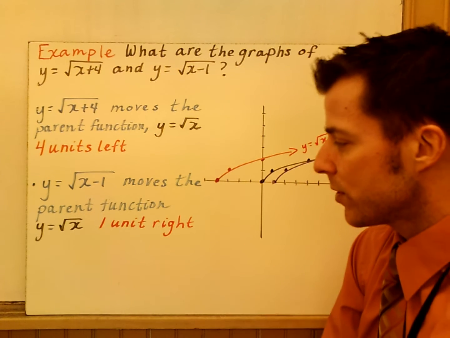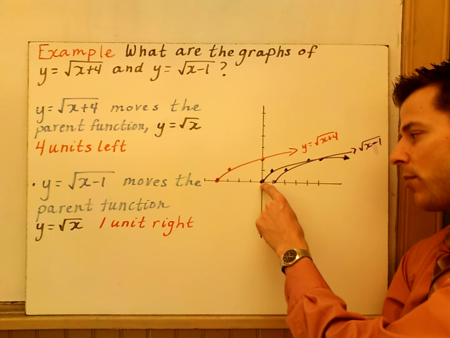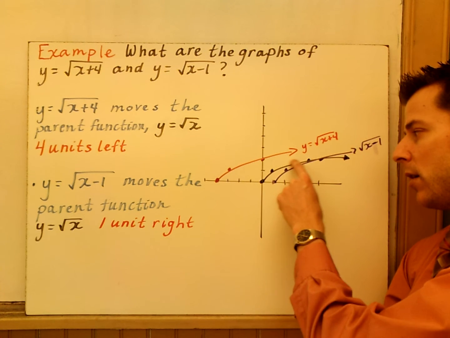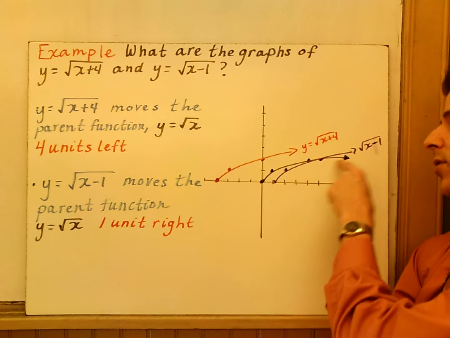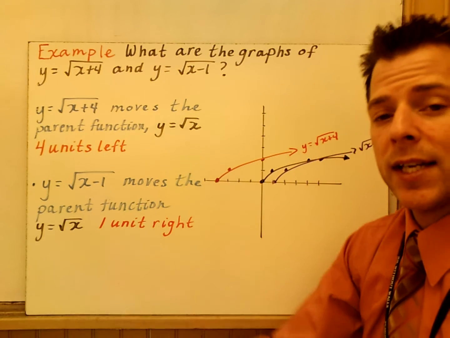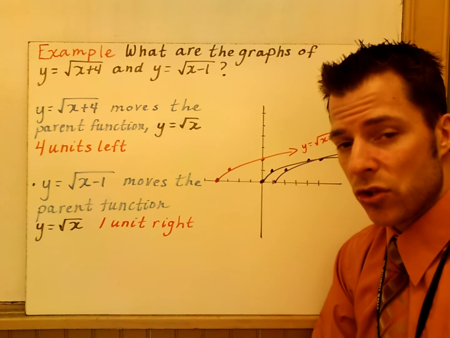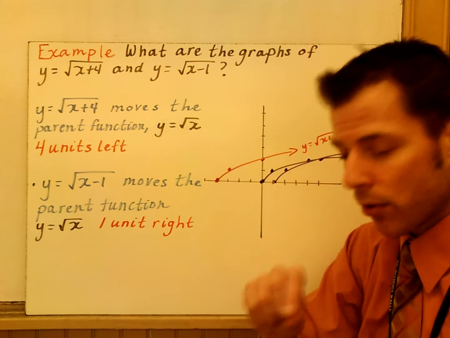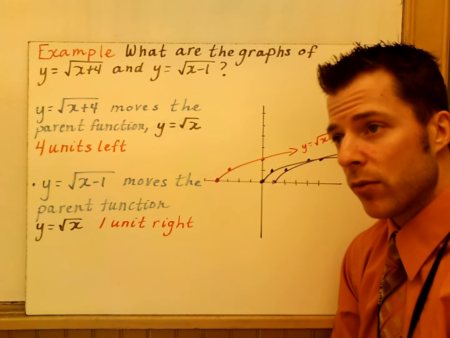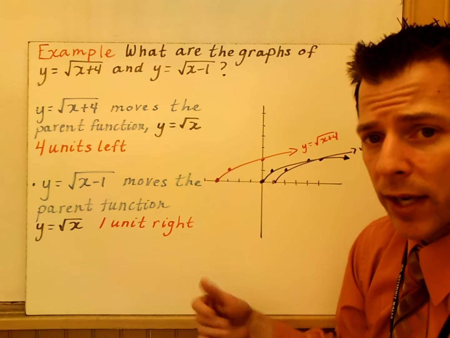Now, the second one, we're saying you move the parent function 1 to the right. So I take my parent function and move every point 1 to the right and draw my graph. So the purple graph is the square root of x minus 1. The idea with these graphs, you don't have to, but with the translations, you can plot the parent function and move your points accordingly. How many right, how many left, and then just plot them. It's pretty easy to do it that way.